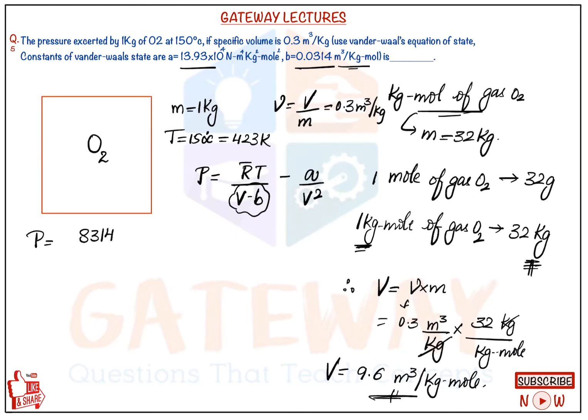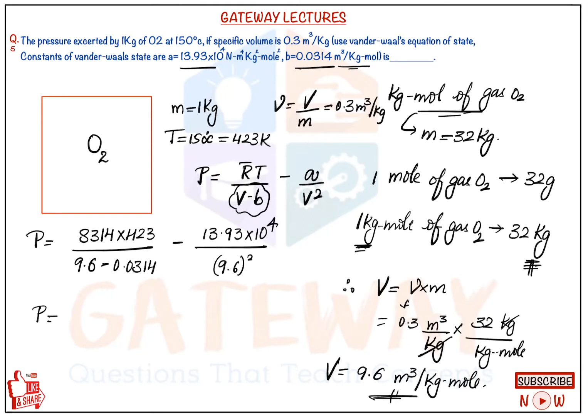8314 into the temperature, 423 Kelvin, divided by, what is the value of V we got? 9.6 meter cube per kg mole minus 0.0314 meter cube per kg mole, minus, what is the value of A? 13.93 into 10 power 4 divided by V square, that is 9.6 whole square. From that we will get the value of P as 3.667 bar. The pressure is asked and the value is 3.666 bar.